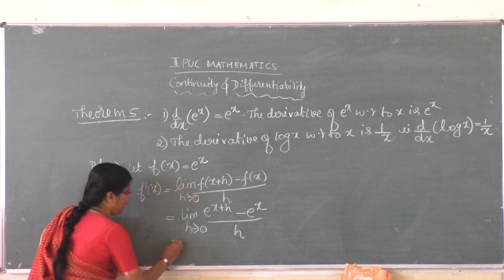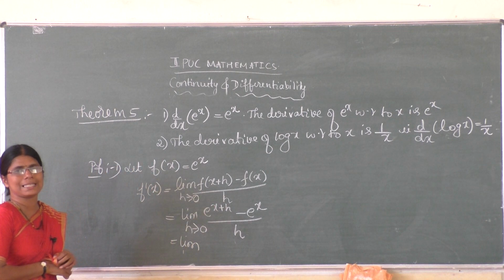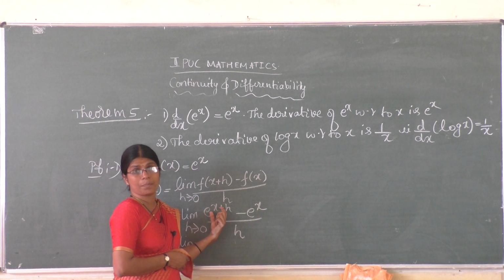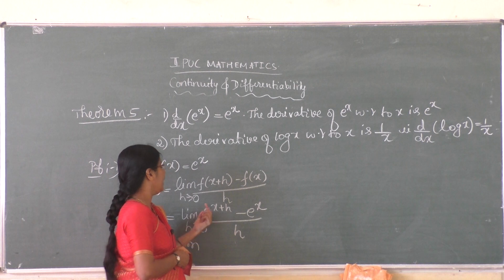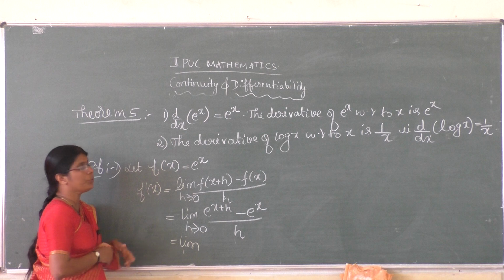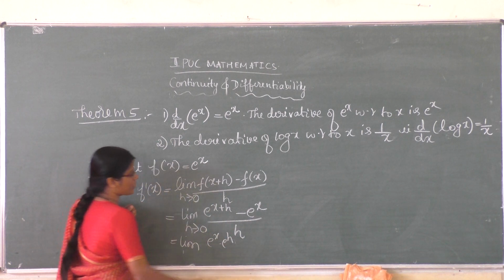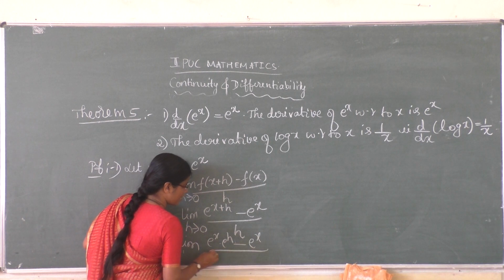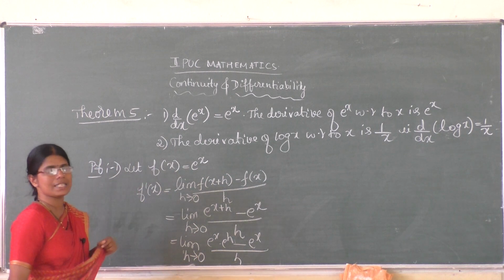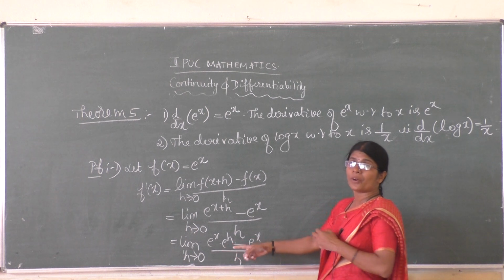Now, the limit of this function e to the power x plus h. Here we have a sum, so by the property of indices, e to the power x plus h can be written as e to the power x into e to the power h, minus e to the power x, divided by h as h tends to 0. Now what do you do? Take e to the power x common.